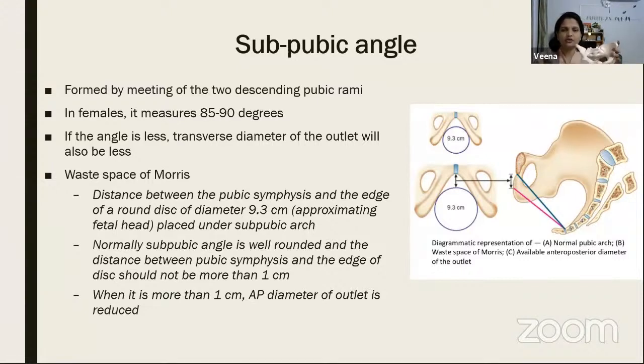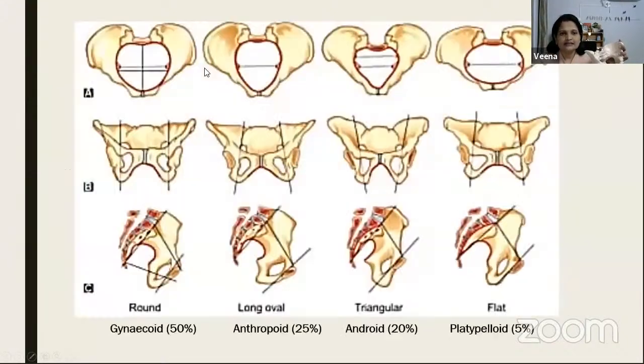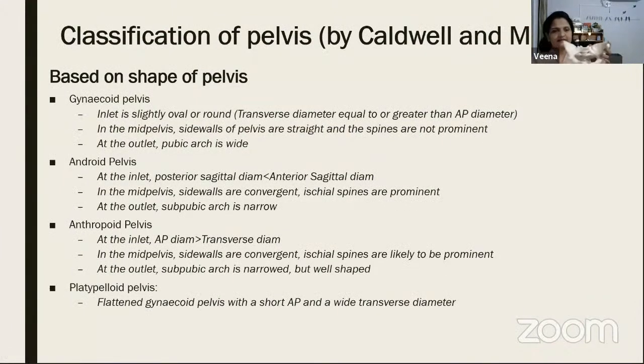If it is not contracted pelvis, it's going to deliver, but it's going to use the posterior triangle preferentially than the anterior because of excess waste space of Morris. You have to remember to give a liberal episiotomy. That's it. Okay. That's about the subpubic angle. Now, what else? Last thing about the pelvis will be the classification of the pelvis, which was initially by Caldwell and Moloy. It's still being propagated nicely by them, whatever classification they have started.